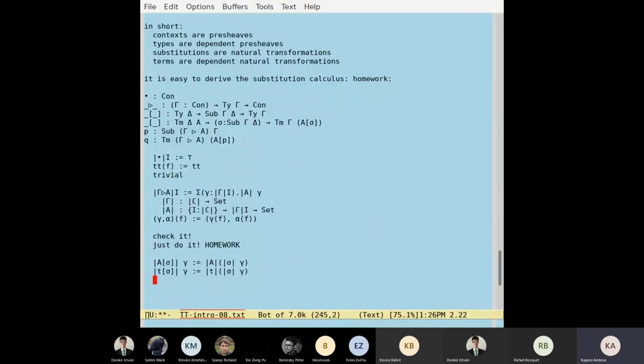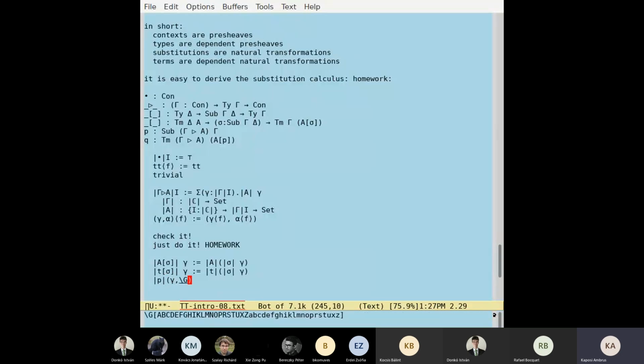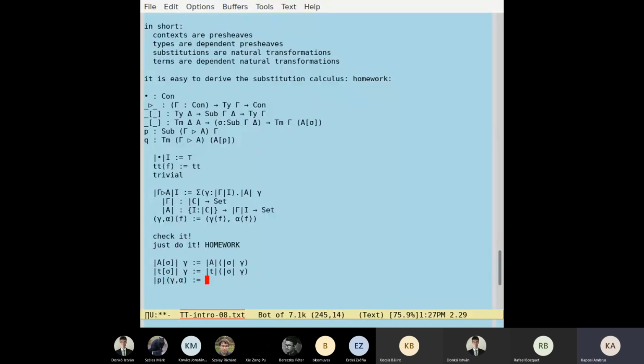Let's just see what P and Q are. P is just as usual as it was in the standard model and the families model. You've already seen this. P of gamma alpha is just gamma, and Q of gamma alpha is just alpha. You can check that the laws hold. These are all very, very simple.